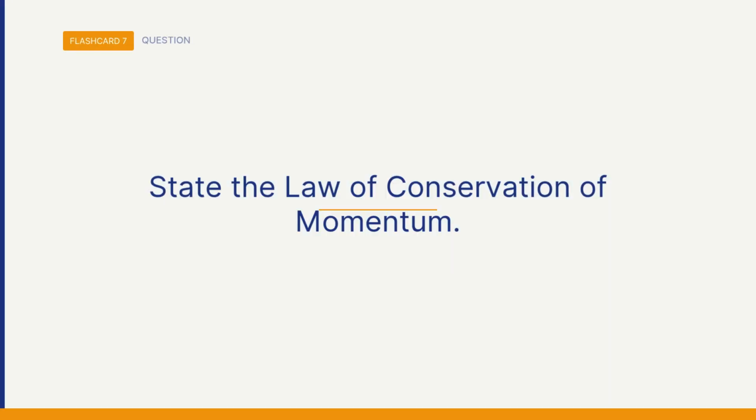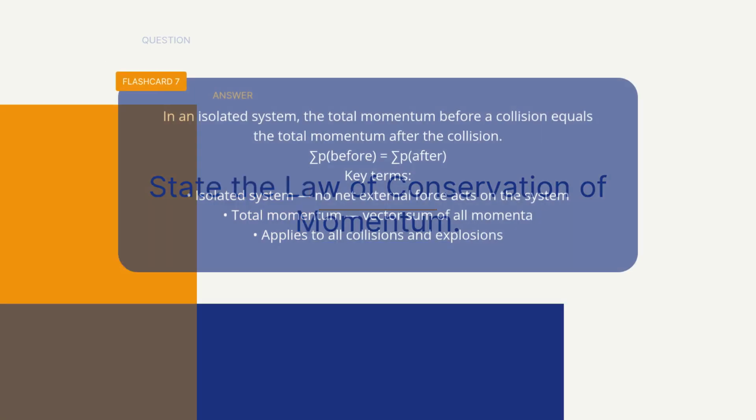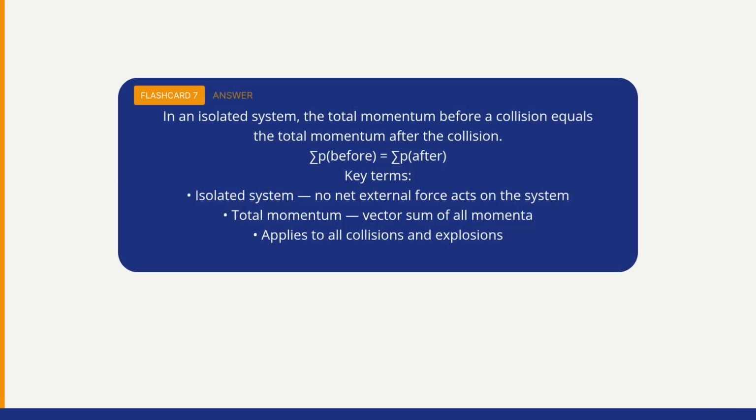Flashcard 7. State the law of conservation of momentum. Think carefully before revealing the answer. The correct answer is, in an isolated system, the total momentum before a collision equals the total momentum after the collision. The sum of the momentum before equals the sum of the momentum after. An isolated system has no net external force acting on it. Total momentum is the vector sum of the momenta of all the objects in the system. This law applies to all collisions and explosions, provided that the system is isolated.